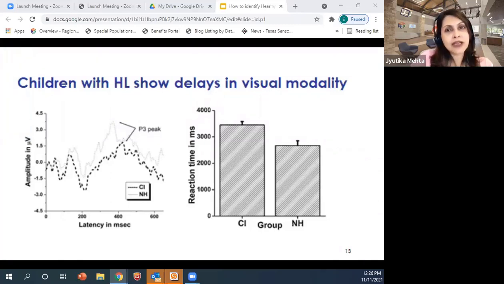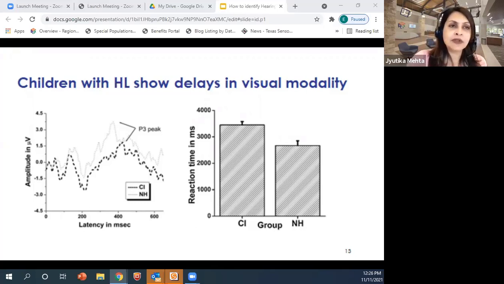So if they are reading, after reading every word, they are falling behind by 1 second. Think about the end of a 5-word sentence. They're already behind by 5 seconds. Think of the end of a paragraph or the end of a page. How much delay they're experiencing as they are processing information.